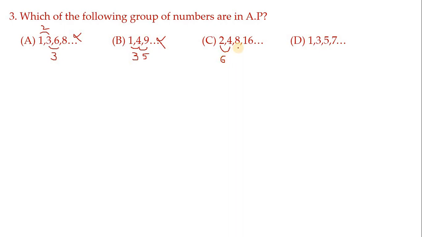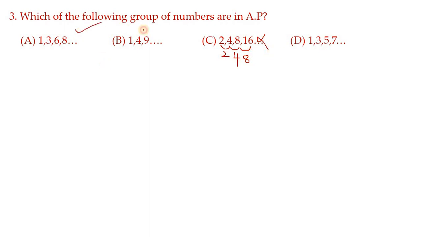Children, here 4 minus 2 is 2. 8 minus 4 is 4. 16 minus 8 is 8. See, common difference is not same, so it cannot be the option.